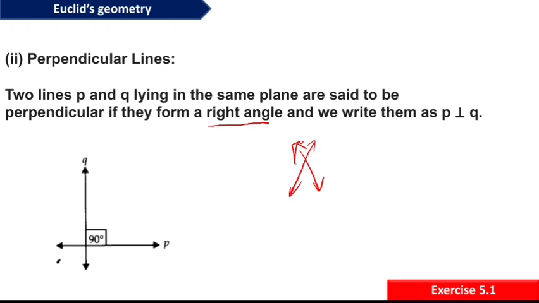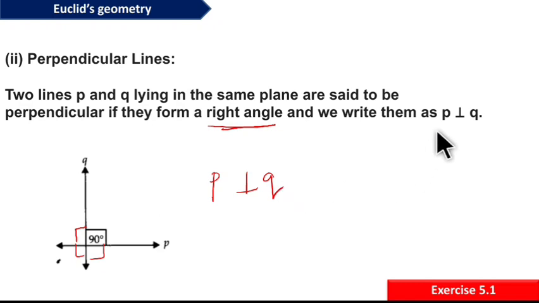But what about this line? When we join this line, it will form 90 degrees here also, right? Here also, on all four sides, it will form a 90 degree angle. So then what is a perpendicular line? When we join two lines on the same plane and they form a right angle, then we can write that as P is perpendicular to Q. If the lines P and Q are perpendicular, we can write that as P is perpendicular to Q.